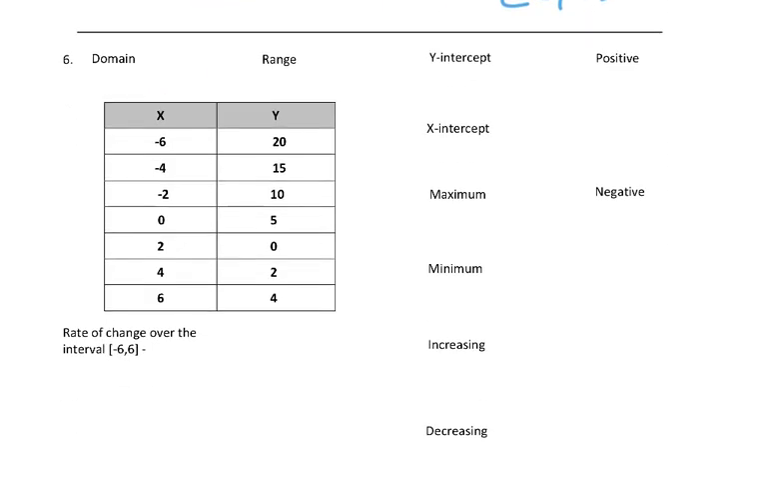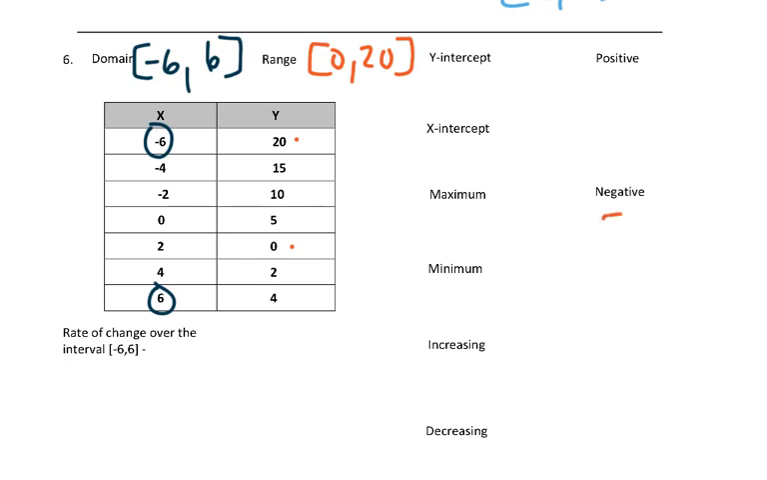Okay, we do our next table. I want to double check to make sure those are in order. They are, so I don't need to adjust anything. So domain goes from -6 to positive 6. Our range goes from highest number, which is 20, to lowest, which is 0. So 0 to 20. Always low, then high. Which means we have no negative numbers, so there are none. So our positive is the same as our domain.